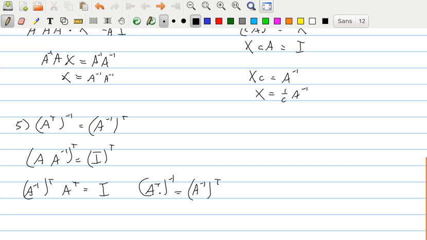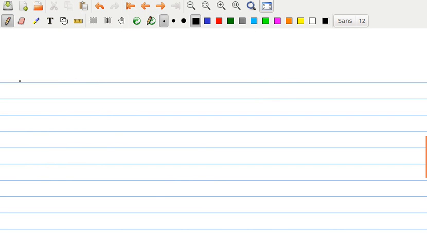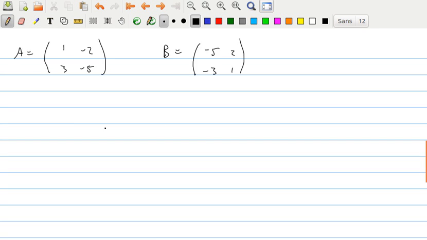So after all that, let's actually do something concrete. So we got a bunch of these properties down. Let's take a look at how to actually verify you have an inverse, or how to find an inverse. Let's say that A is the matrix 1, negative 2, 3, negative 5, and B is the matrix negative 5, 2, negative 3, 1. Let's verify that these are inverses.